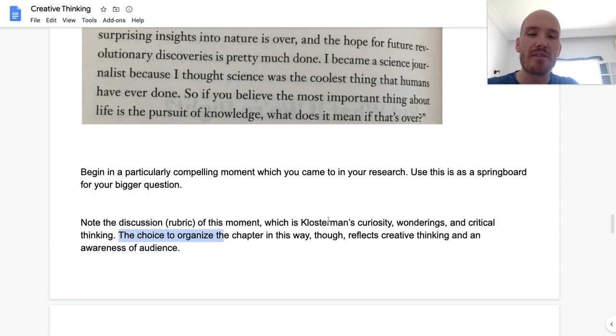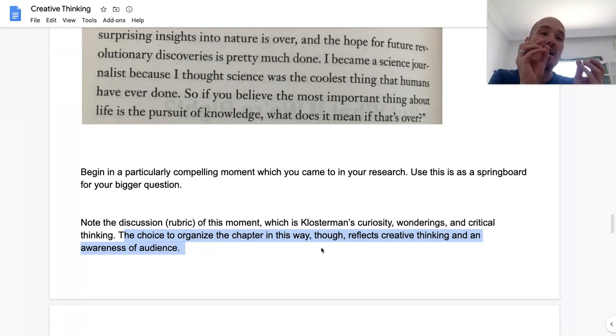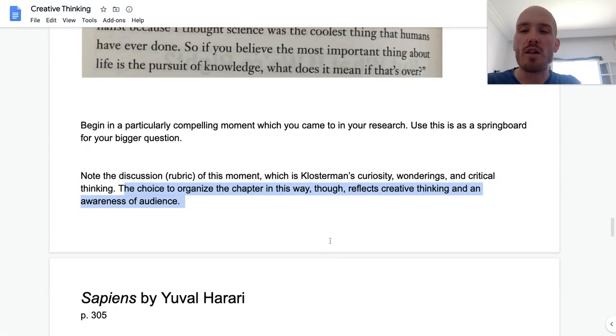Beyond that, we have the critical thinking that's necessary to this kind of writing, but then we also have the choice to organize the chapter in this way. That reflects creative thinking and an awareness of audience. So we've selected details, but then the way we organize them, again, we go back to that analogy of a DJ, those choices are really all about audience.